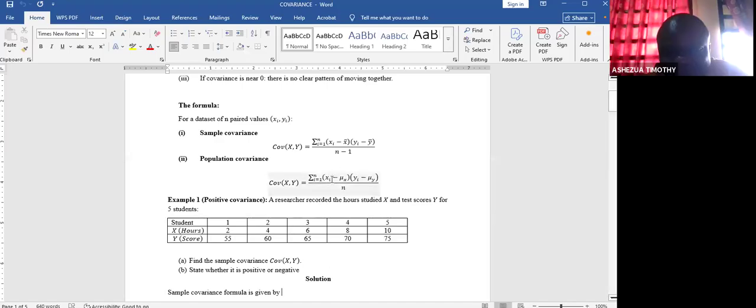Sorry, for the population variance, xi is still just like in this formula, and your mu x is simply the mean of x. It's the same thing there, but in a different form. Mu x simply means the mean of x, and mu y simply means the mean of y.